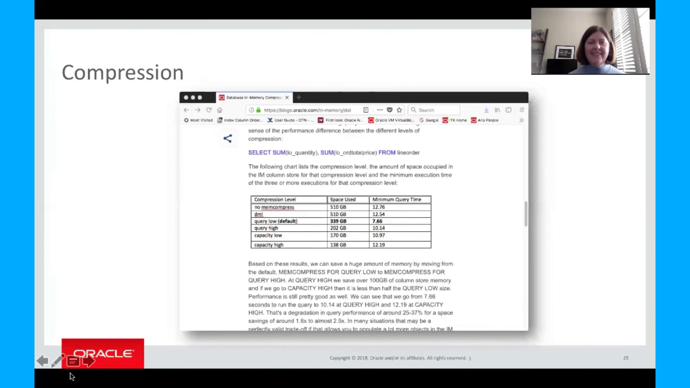Yeah, I think you hit on pretty much all of the things we say about compression and about that trade-off. But for most people, at least in my experience, the default query low has been pretty successful. How about you, Andy? Yeah, no, in general, especially in mixed workload environments, that tends to be definitely the case.